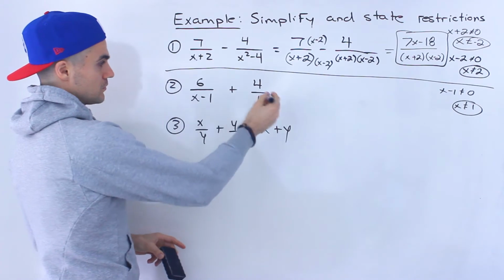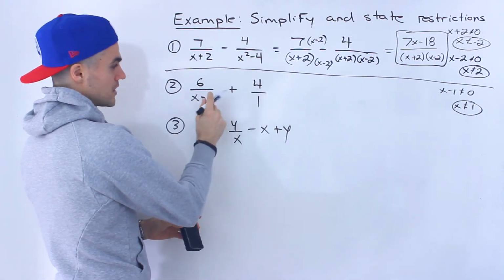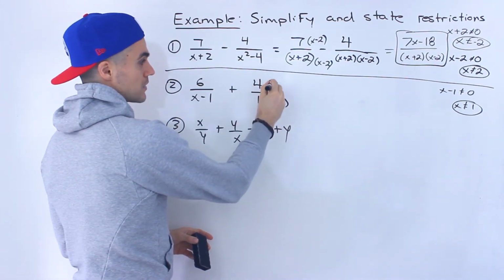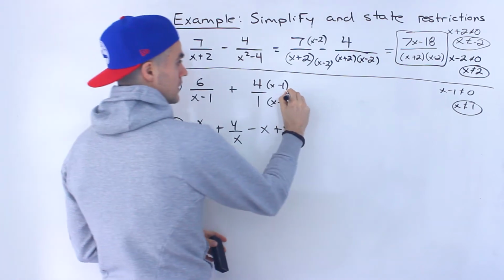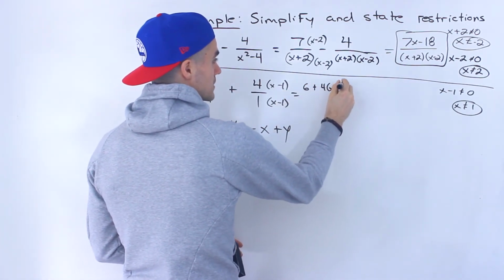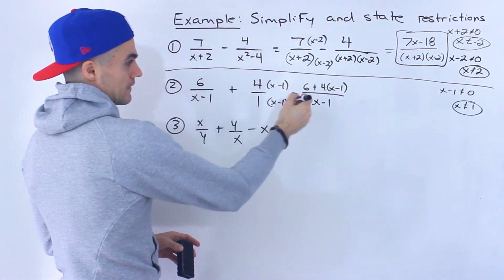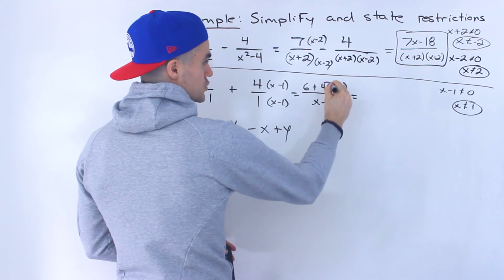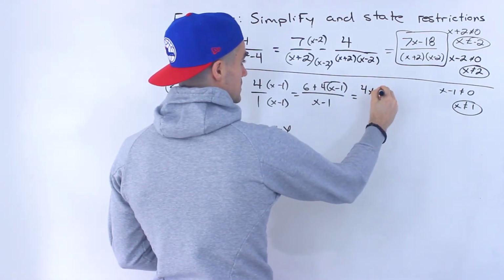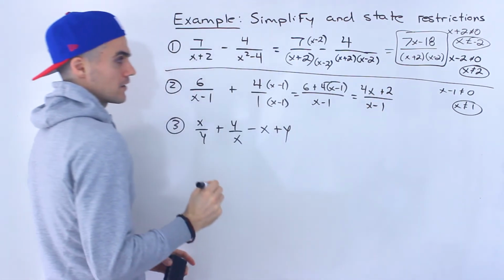Now we can simplify this. To get a common denominator, the lowest common denominator between x minus 1 and 1 is just going to be x minus 1. So we have to multiply this top by x minus 1. We would end up with 6 plus 4 bracket x minus 1 all over x minus 1. From here, if we distribute, we'll have 4x, then minus 4 plus 6, which gives us plus 2, and then x minus 1 at the bottom.